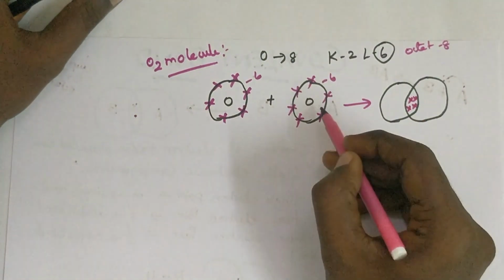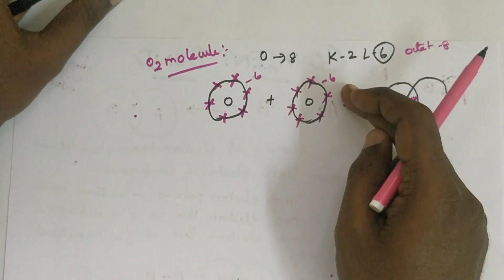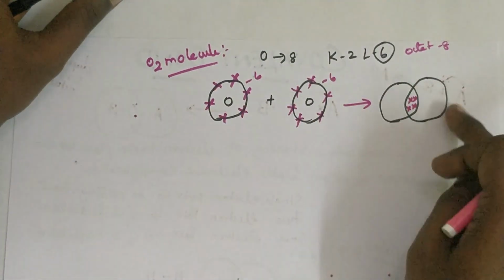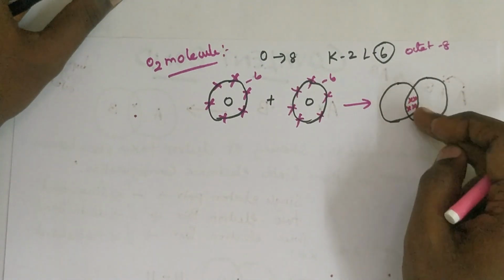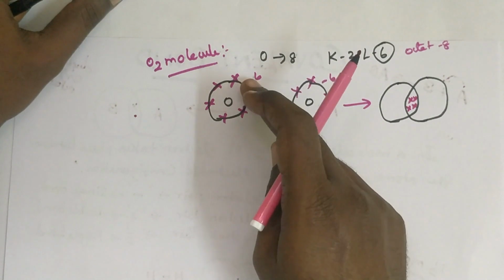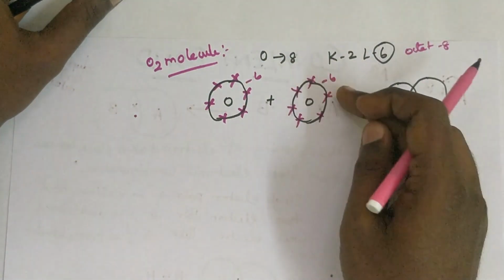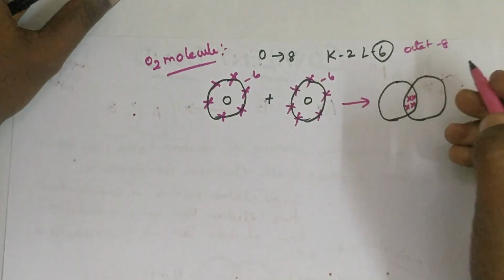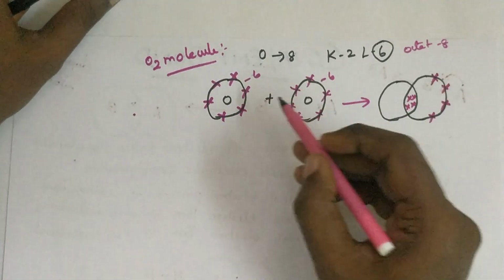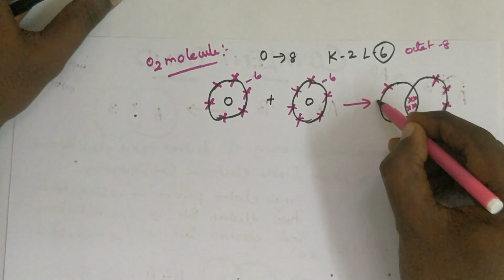So once again I am telling, this oxygen has 6, this oxygen has 6, so each needs 2 more electrons to attain octet. So this oxygen 2 electrons, this oxygen 2 electrons, so total 4 electrons are shared, that is 2 pairs. If these 2 electrons are shared, the remaining you have is 4 electrons in the outermost shell. 1, 2, 3, 4. Same way for these 2 electrons shared, so balance 4 electrons in the outermost shell.